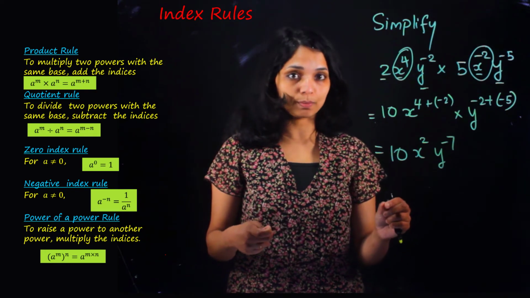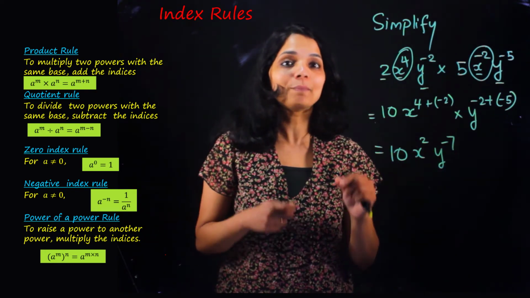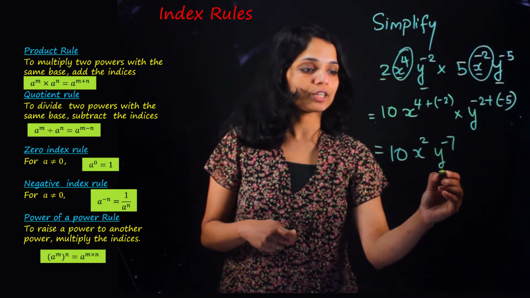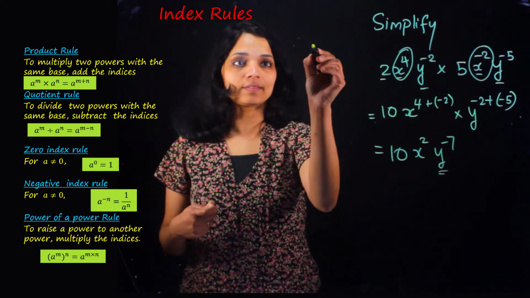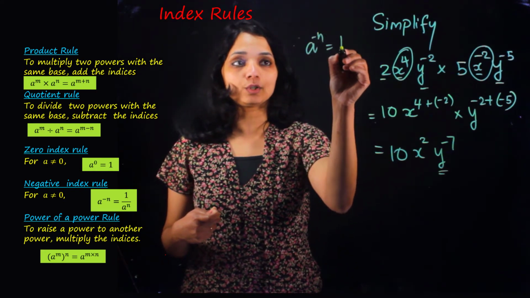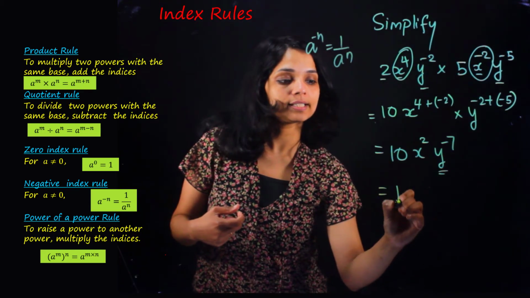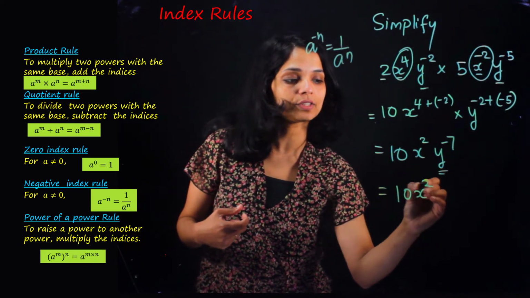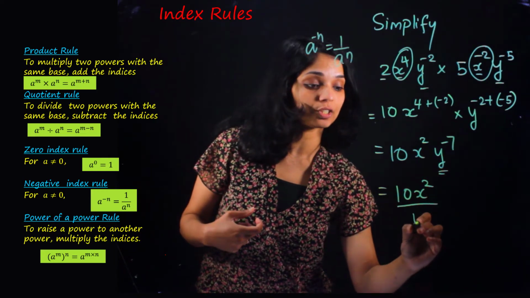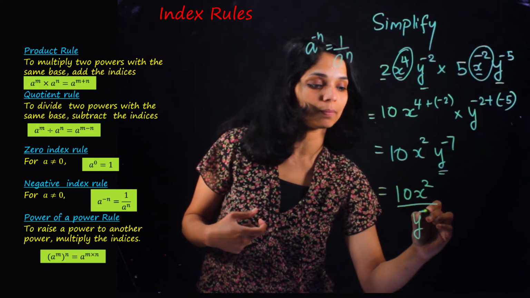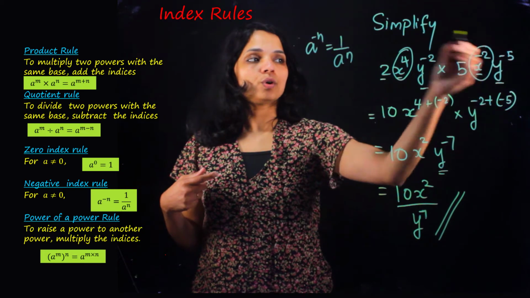There's no simplification possible. Okay, now if you want to express this answer in terms of only positive indices, you need to get rid of this minus 7 in here using the negative index rule. The negative index rule is saying a to the power minus n equals 1 on a to the power n. Using that rule, you can write the same answer as 10x squared on y to the power minus 7 taken to the denominator, it's y to the power 7. Okay, so that's the answer for this question.